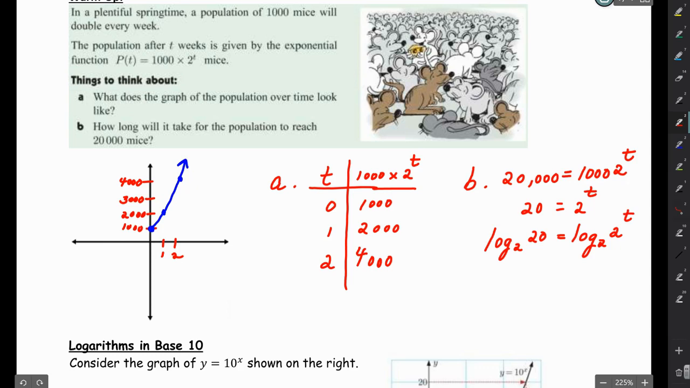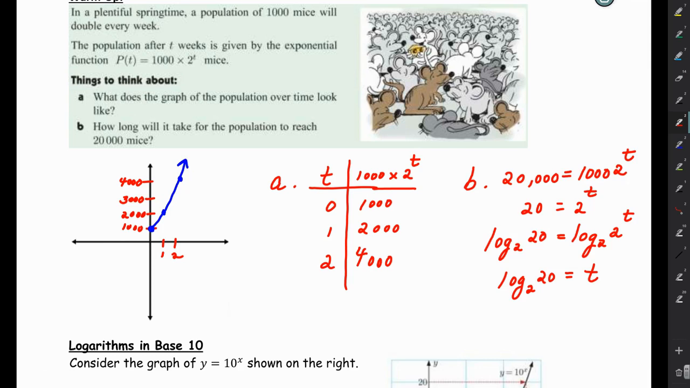The reason that I took the log base 2 of both sides is because I know that the log base 2 of 2 is 1. That's true any time we have the same base. If we had log base 10 of 10, that's 1. If I had log base 25 of 25, that's 1. So log base 2 of 2 is 1. So what does that mean? That means we have log base 2 of 20 equals t.